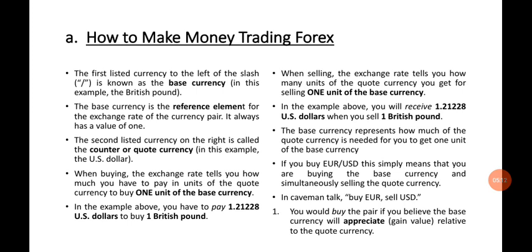When buying, the exchange rate tells you how much you have to pay in units of the quote currency to buy 1 unit of the base currency. In the example above, you have to pay 1.21228 US dollars to buy 1 British pound. Now, when selling, the exchange rate tells you how many units of the quote currency you get for selling 1 unit of the base currency. In the example above, you will receive 1.21228 US dollars when you sell 1 British pound. The base currency represents how much of the quote currency is needed for you to get 1 unit of the base currency.